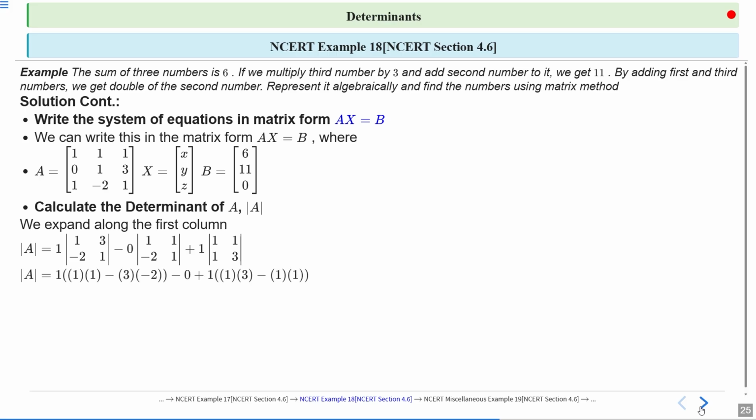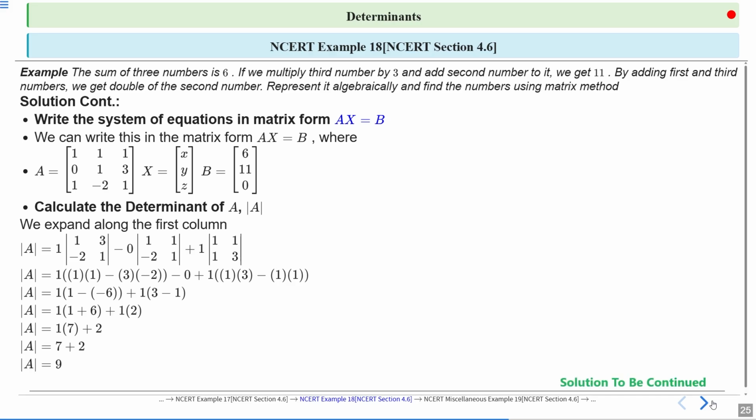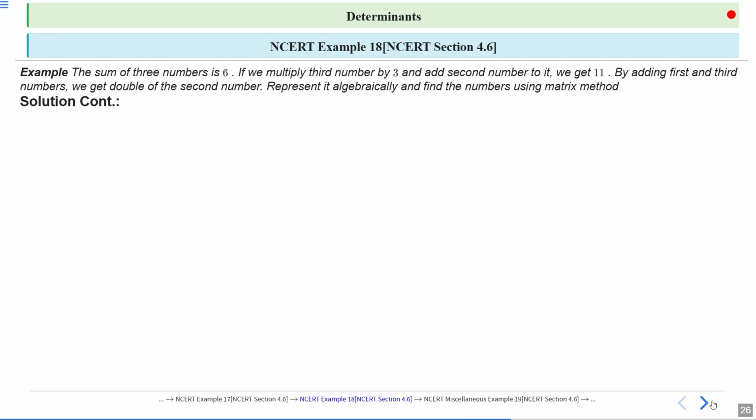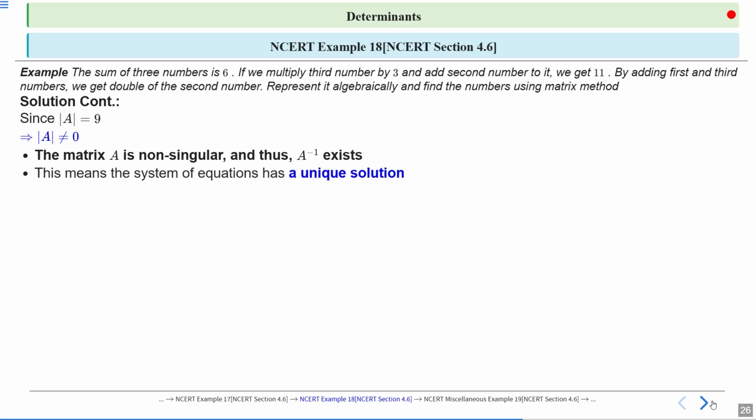So when we calculate the determinant of all these three 2 cross 2 matrices, we get determinant of A is equal to 9, and that is a non-zero value. So we get a determinant that is a non-zero value. So the matrix A is non-singular and thus A inverse exists. This means the system of equations has a unique solution.